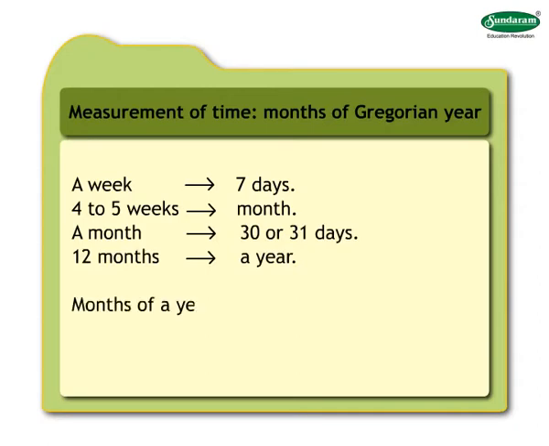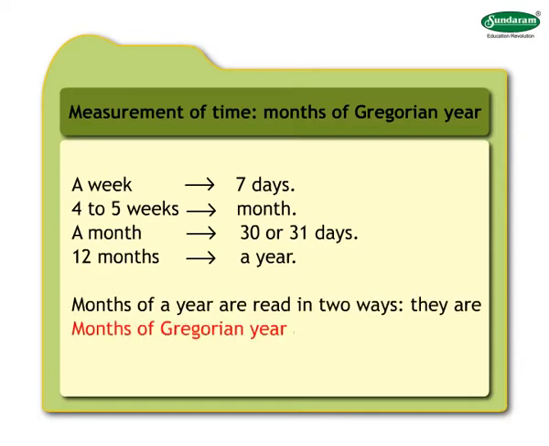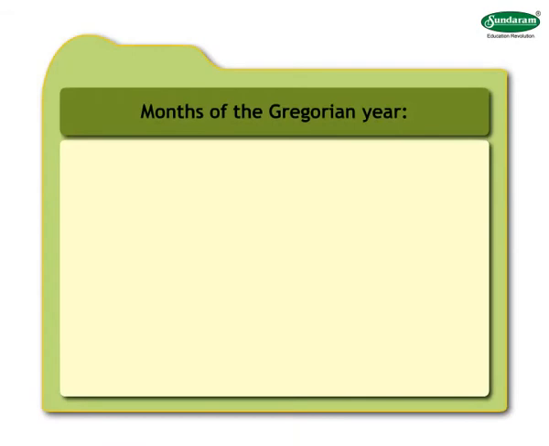Months of a year are read in 2 ways. They are months of Gregorian year and months of the Indian solar year. Mostly all of you are familiar with names of the months in Gregorian year. Let us learn the names of months of the Gregorian year.